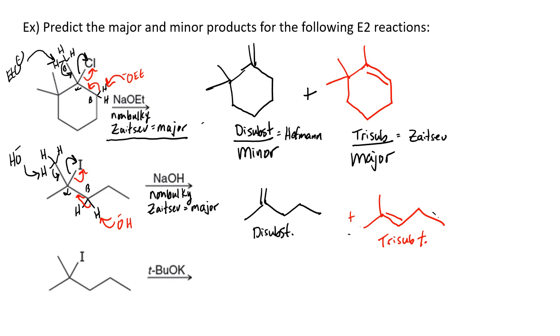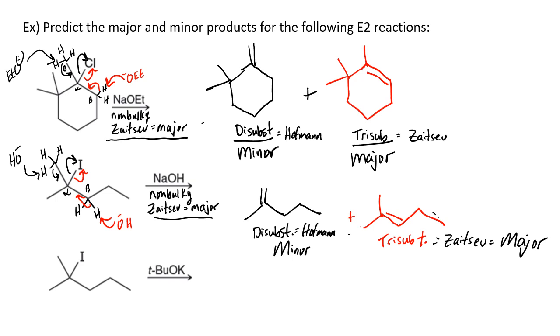So because my hydroxide is a non-bulky base, it's telling me Zaitsev will be the major product. This tri-substituted is my Zaitsev product, which is my major product. The di-substituted is less substituted, that's the Hofmann, and that's going to be my minor product.